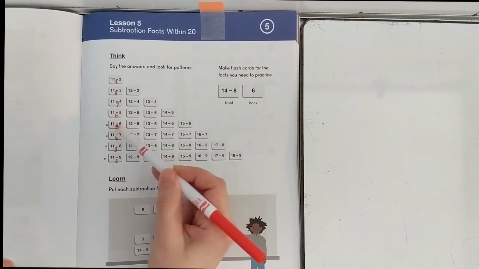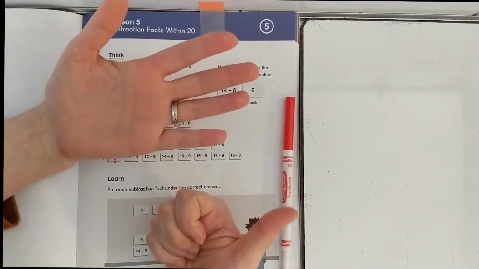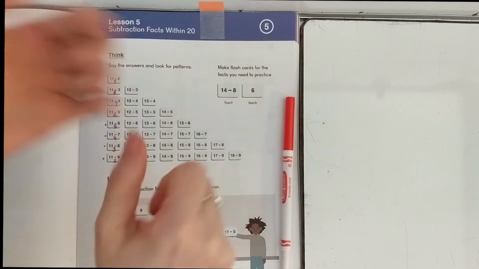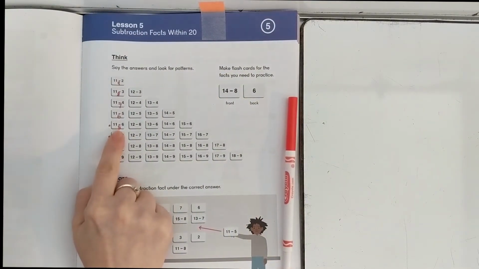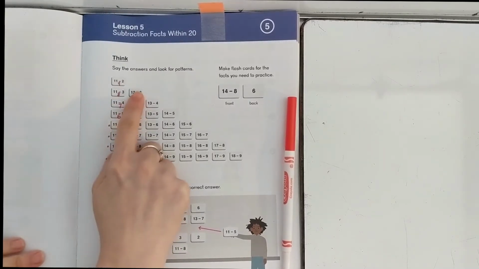11 minus 6. 11, I'm going to count back 6 times. 11, 10, 9, 8, 7, 6, 5. And our answer was 5. So our guess was correct based on this pattern, okay? Now let's move on to the next row.